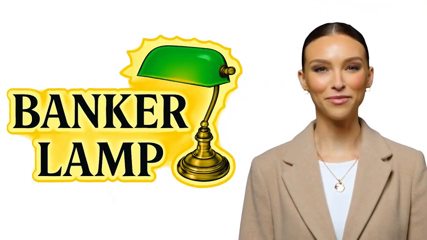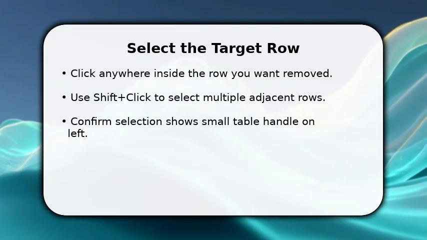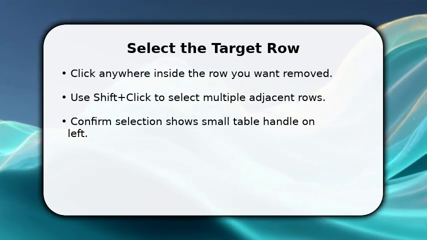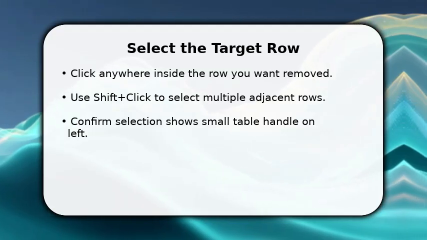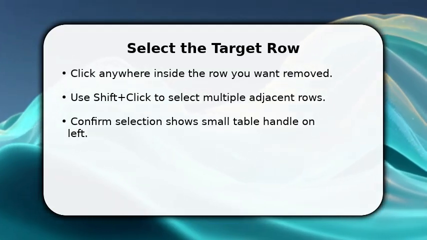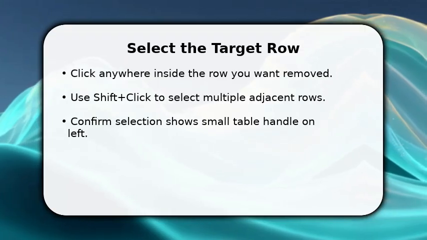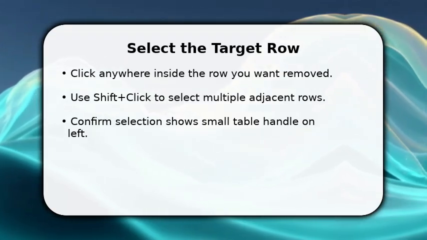Please enjoy the video. You begin by targeting the exact row to remove. Click anywhere inside that row so the insertion point is active. This lets Word know which row you mean. Once it's active, you can extend the selection with Shift plus click to include adjacent rows if needed.